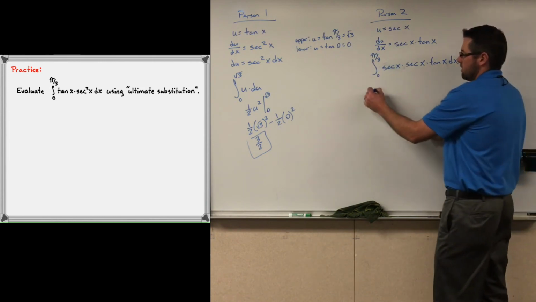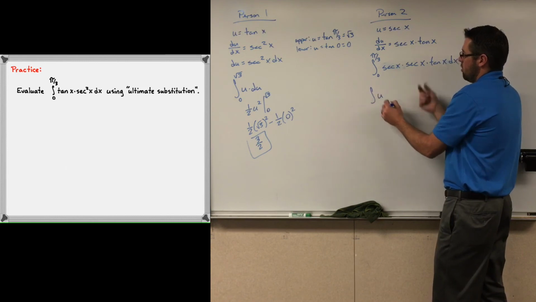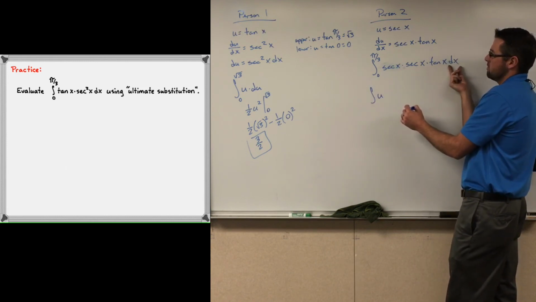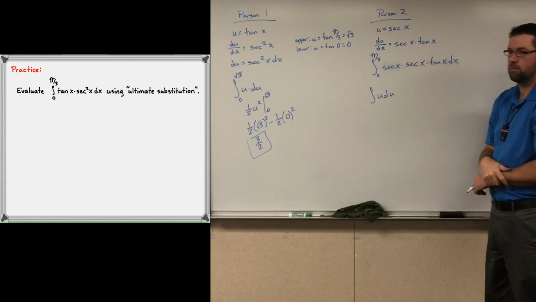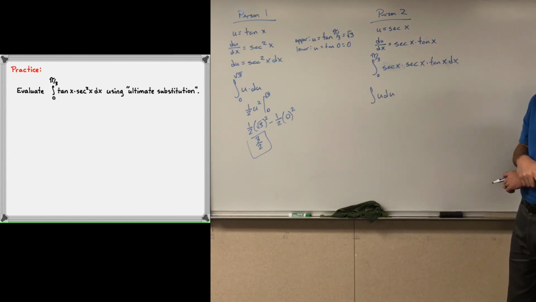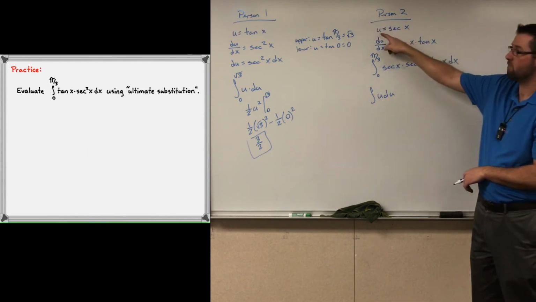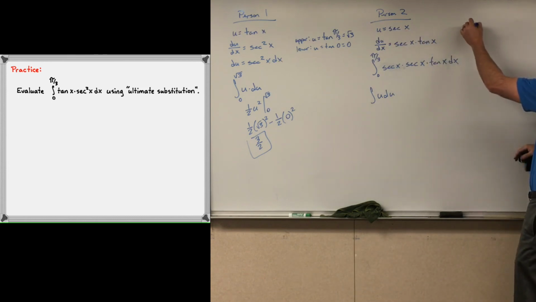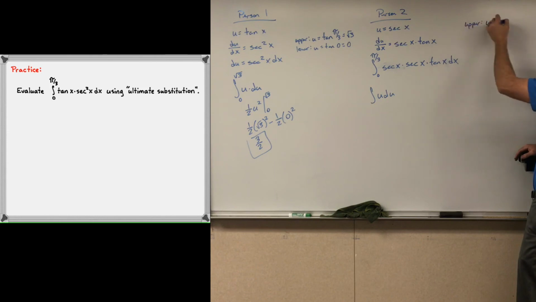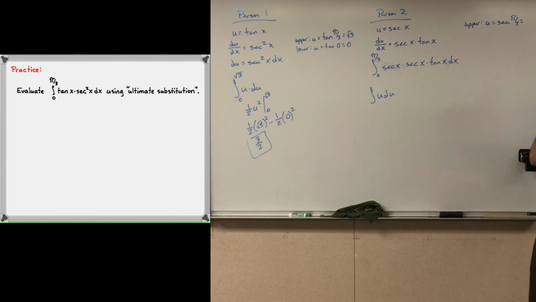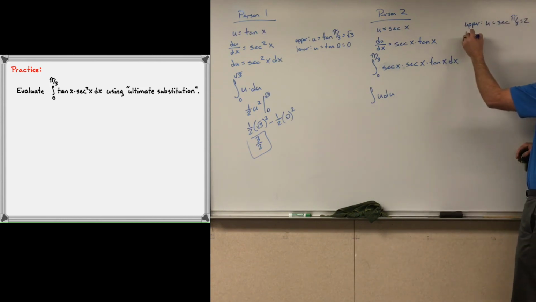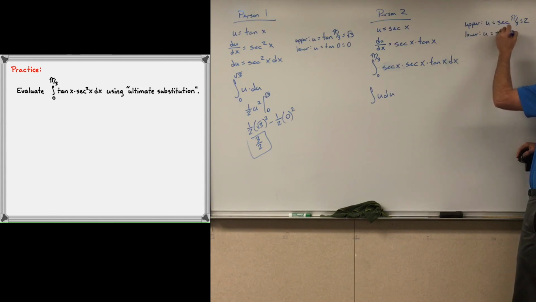Okay. What's secant x then? U. What's secant tangent dx? du. Wait a minute. What do we have to do with the limits? Are they going to be the same upper and lower limits? No, because my u is a different function, right? So let's see. What's my upper limit? U equals secant of pi over 3. What is secant of pi over 3? What's cosine of pi over 3? 1/2. So secant is the reciprocal, 2. And the lower? U equals secant of 0.